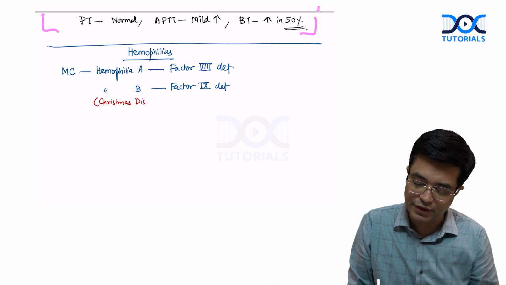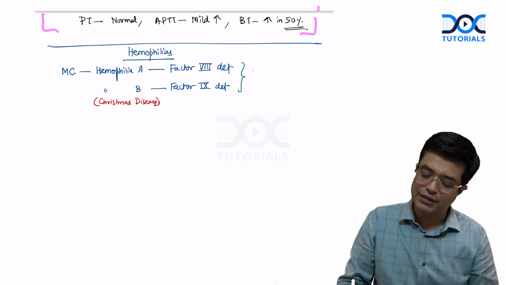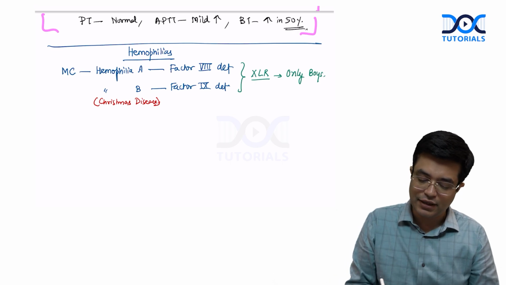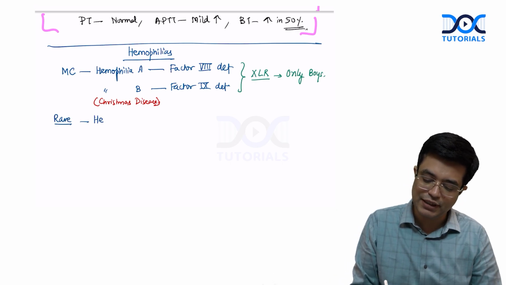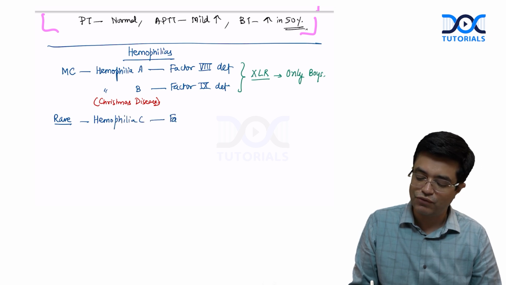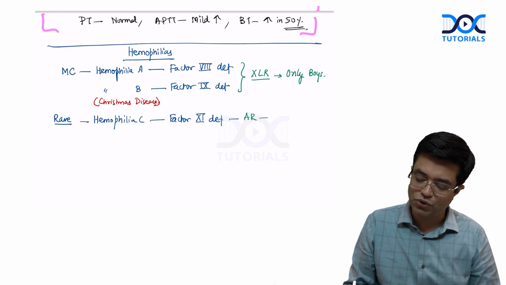It is Hemophilia B. Both factor 8 and factor 9 deficiencies are X-linked recessive, and so only boys are affected. Men are affected, girls are only carriers. But there are rare forms of hemophilias also. We have Hemophilia C, which occurs due to factor 11 deficiency. And this condition is autosomal recessive, so it can occur in both boys and girls.